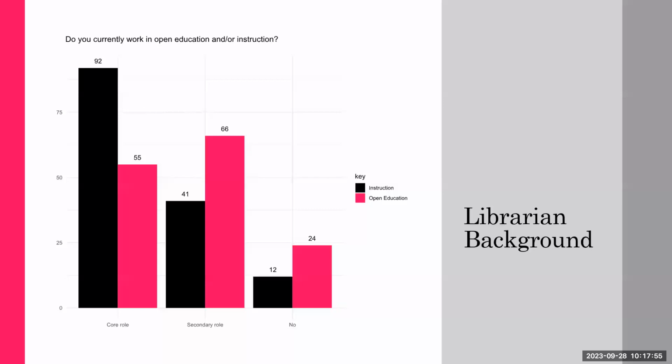As far as participants' backgrounds in instruction and open education librarianship, most of our respondents work in both areas to some extent, whether as a core or secondary role. Only 12 respondents did not report working in instruction at all, and only 24 did not work in open education. More respondents, about 2/3, also reported library instruction as a core work area, versus those who reported open education as a core work area, about 1/3.